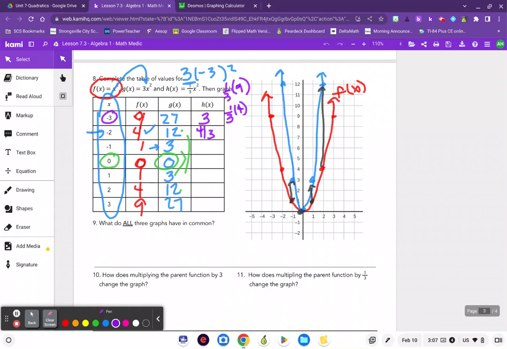So what it looks like is I'm taking the original y value and I'm going to divide it by 3, or I'm going to multiply it by 1/3. So I would have 1 squared is 1. 1 times 1/3 is 1/3. 0 squared is 0 times 1/3 is still 0. And then I'm going to have this repeating y value because of this symmetry.